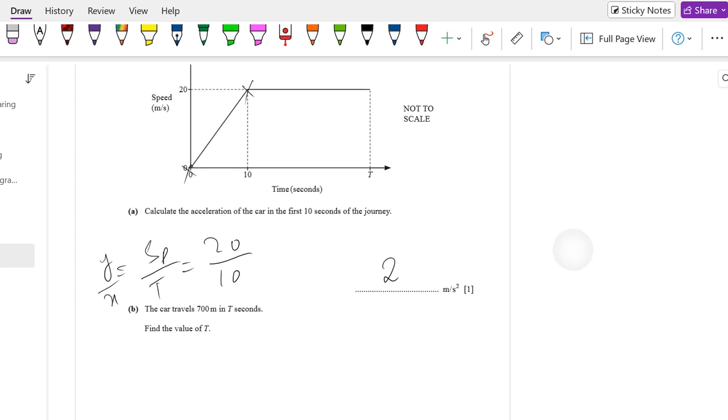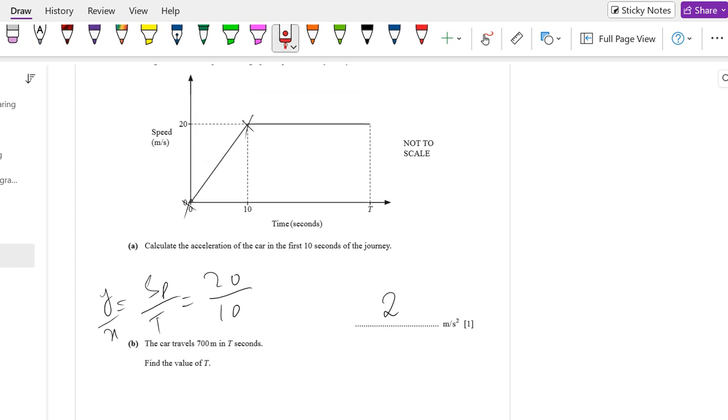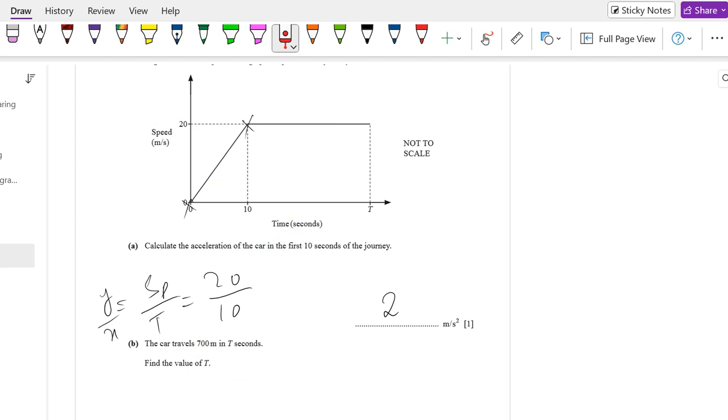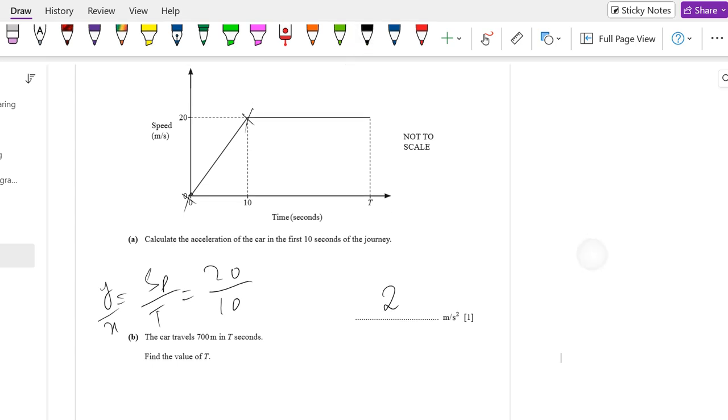700 meters. When they say it is 700 meter, this is actually your distance, and in a speed time graph the area is your distance. So actually we need to find the area of this trapezium. 1 by 2.